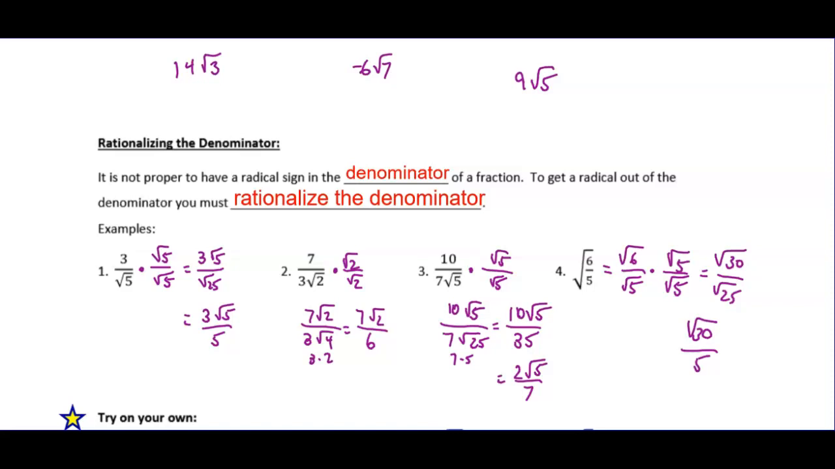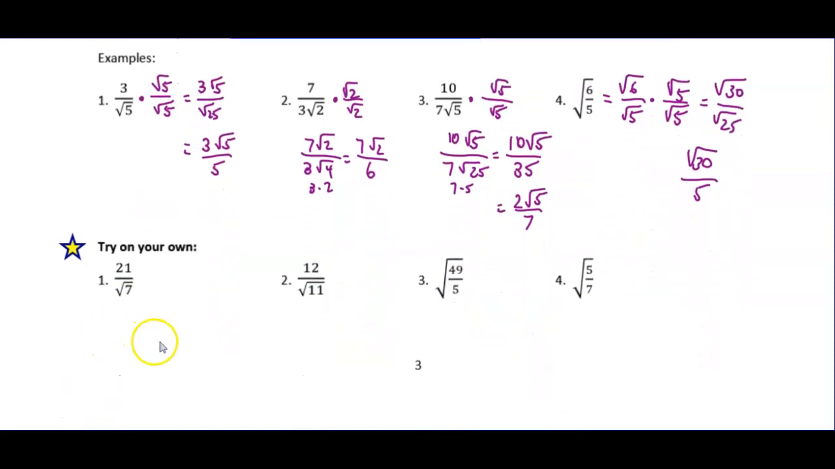All right, so the last part here to try these on your own. Pause first and then come back and check them out. Final answer for the first one is 3 root 7. Second one is 12 root 11 over 11. Third one is 7 root 5 over 5. And the fourth one is root 35 over 7.